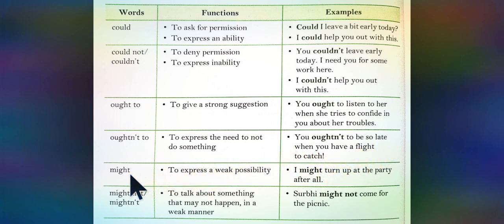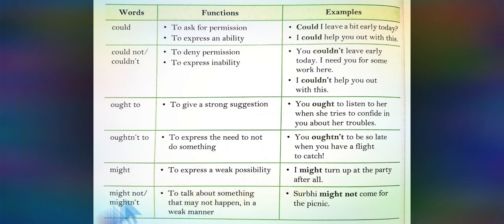Okay, the other word is might. The word might expresses a weak possibility. The possibility of doing something is very less. For example, I might turn up at the party. So it is showing a very weak possibility of doing something.